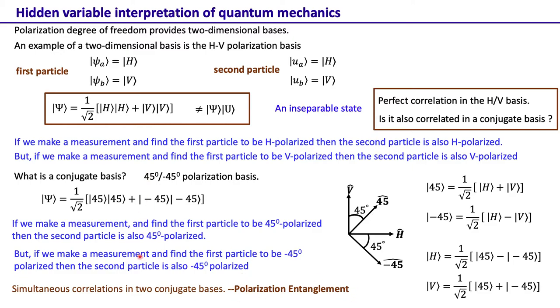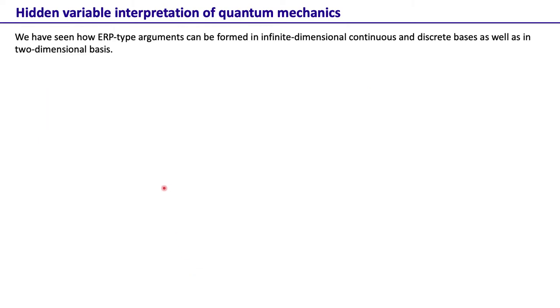So again, we have tried giving a very similar interpretation here as the Einstein-Podolsky-Rosen argument for position and momentum operators and variables. Here it is for polarization, but polarization is two dimensional, while x and p are infinite dimensional. So what we have seen is how EPR arguments can be formed for infinite dimensional continuous and discrete bases as well as for the two dimensional basis.